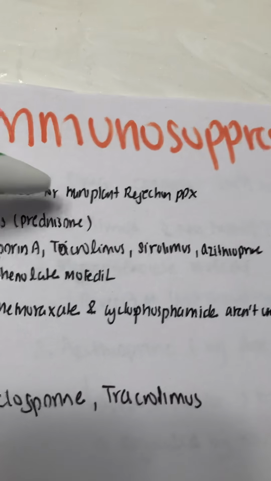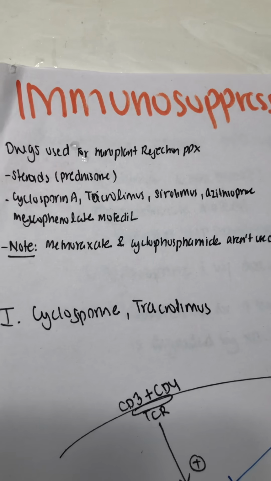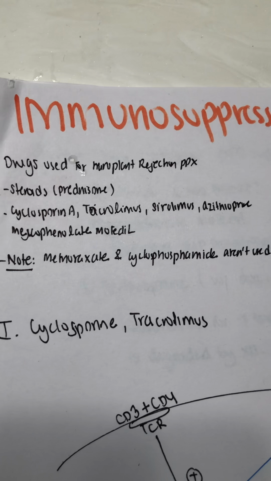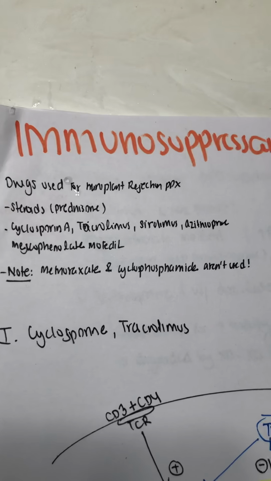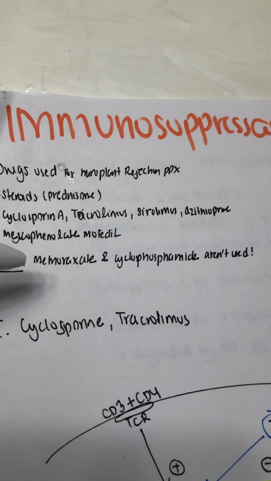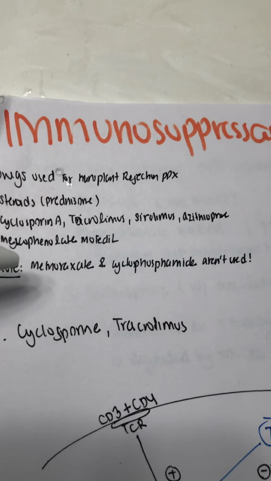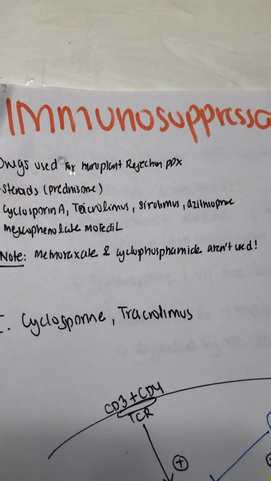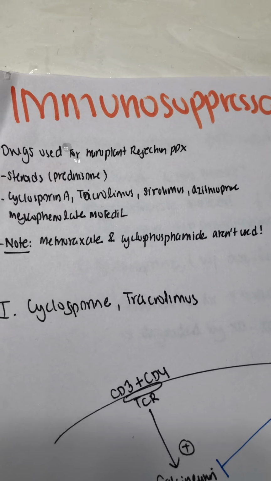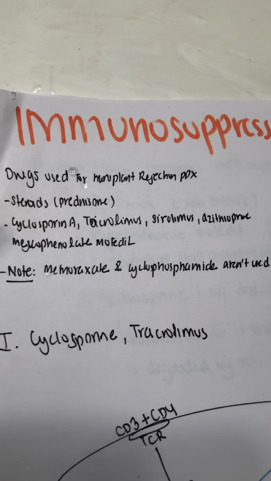So these are the drugs we use for transplant rejection. What are they? Steroids, cyclosporine, tacrolimus, sirolimus, azathioprine, mycophenolate mofetil. And sometimes they like to confuse you, so they give these two as answer choices: methotrexate and cyclophosphamide. But even though they are immunosuppressants, they are not used for transplant rejection prophylaxis. They're usually used for rheumatoid arthritis or any type of vasculitis. So in the question, if you see both of them, it's automatically crossed out, right?